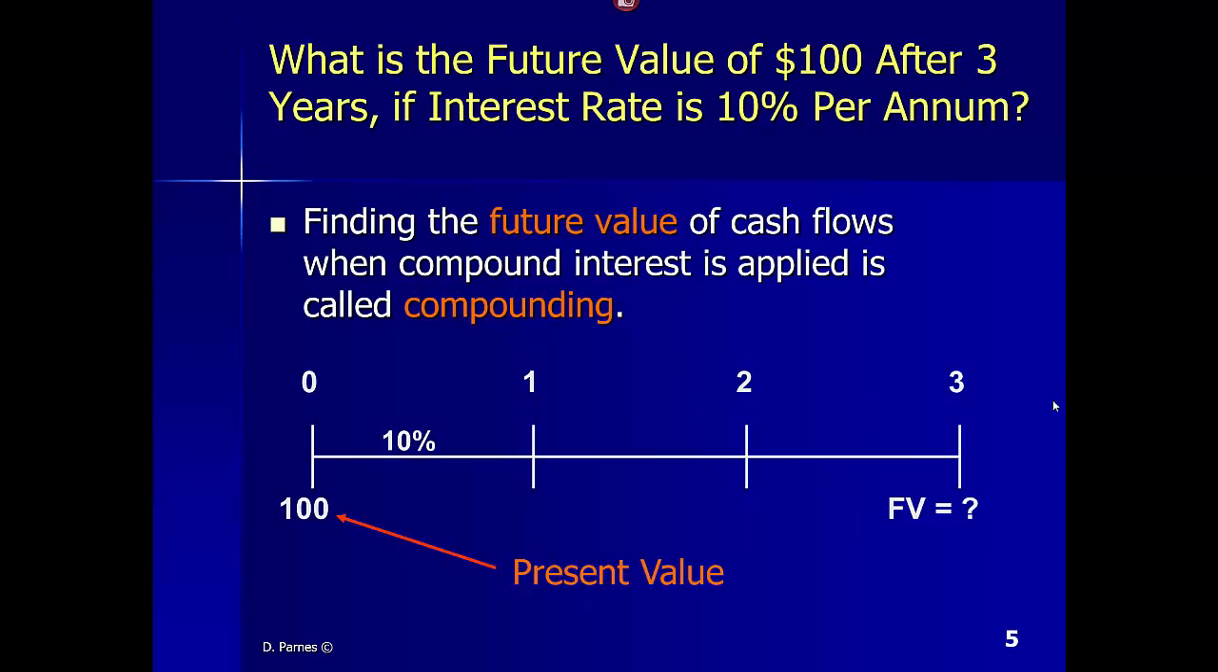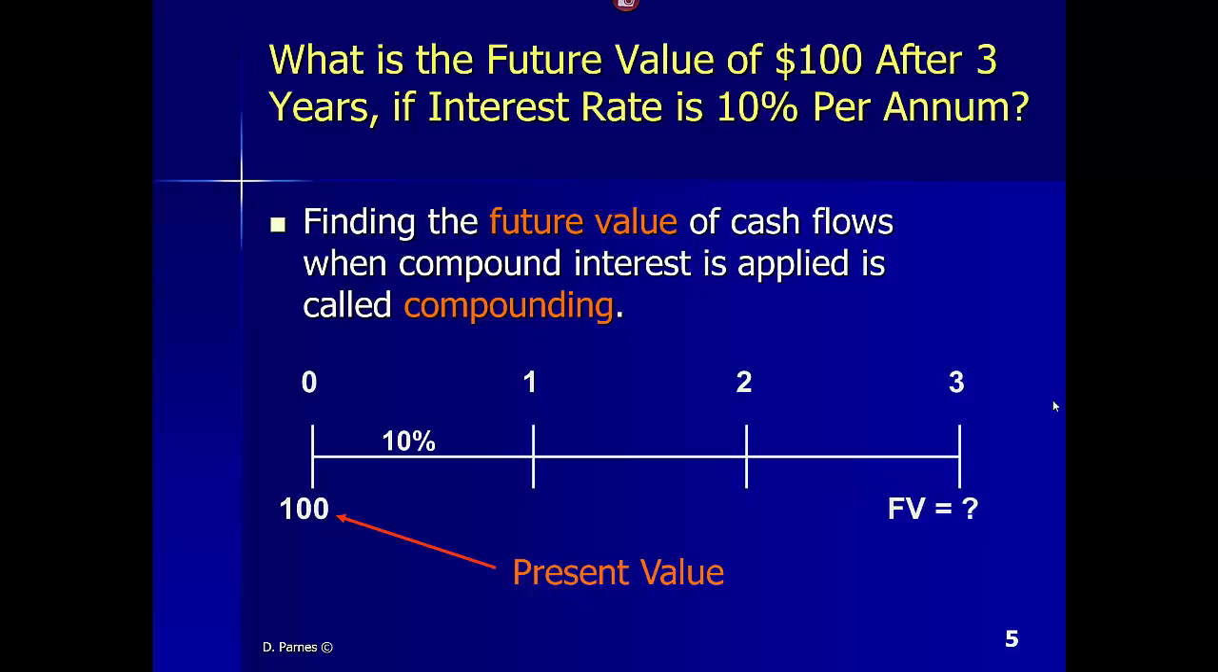Let's understand two more terms, present value and future value. Present value represents the value of the money today, while future value represents the value of the money sometime into the future. Present value will be represented by the letters PV, future value with the letters FV.